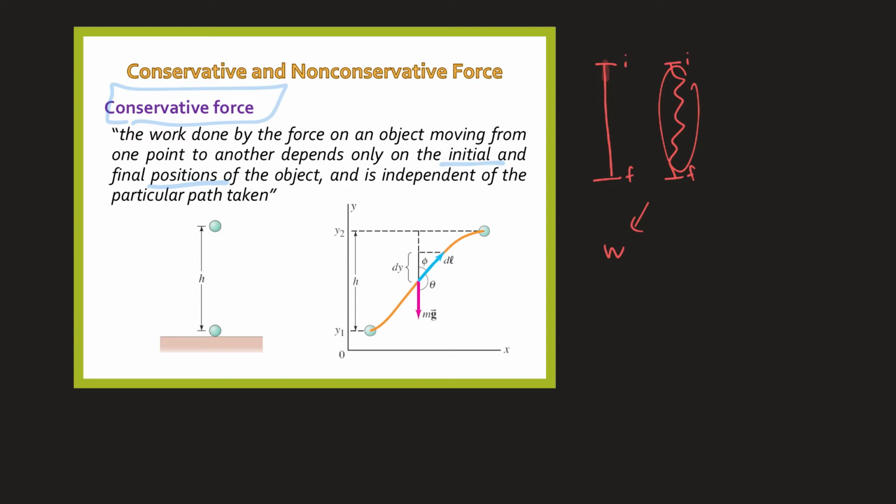For conservative forces, we have only 3 in this world: gravitational potential energy, elastic, and electric. Only these 3 we consider as conservative forces. Other than that is a non-conservative force, which means it depends on the path taken, like friction, push, pull. You don't consider only the initial and final, but you need to take into account the path taken.